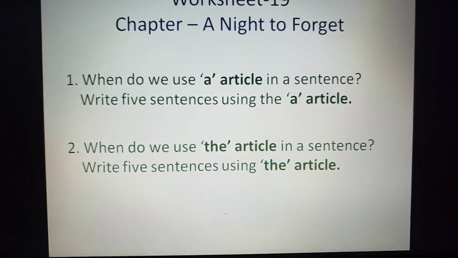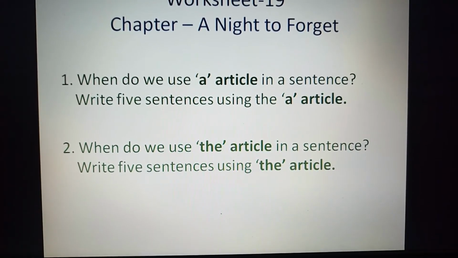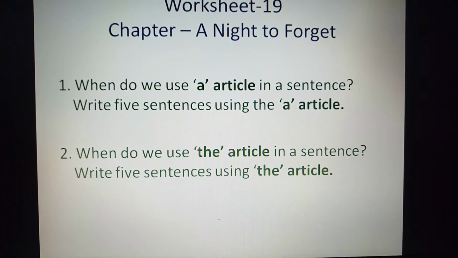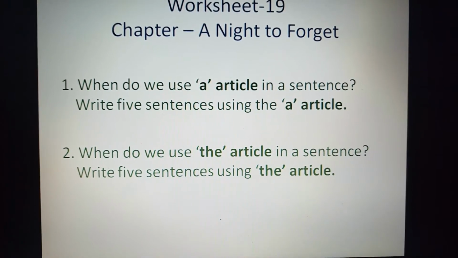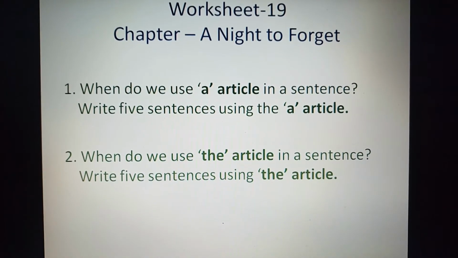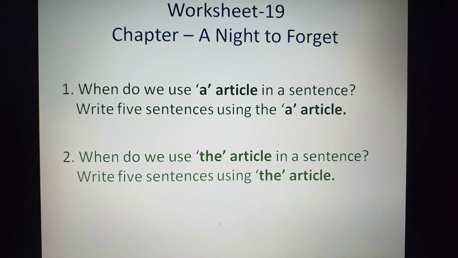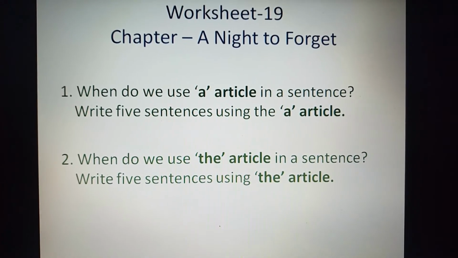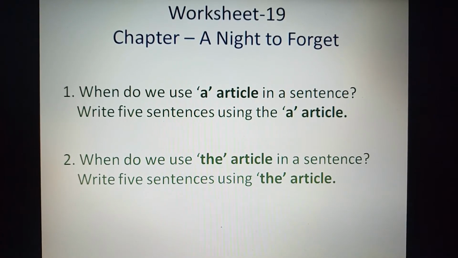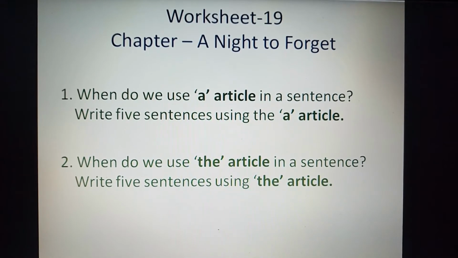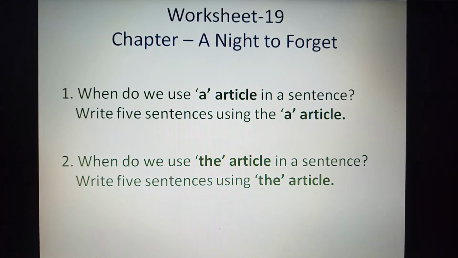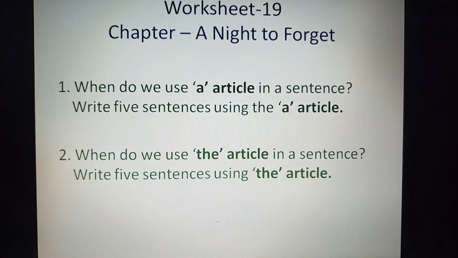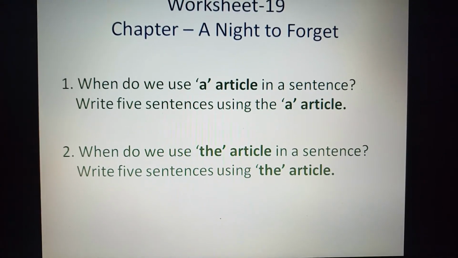Now, question number 2. When do we use the article the in a sentence? Definitely for specified things. For example, I ask you, where's the boy who annoys you a lot? Why did I use the boy? Because he's the specified guy who annoys you a lot, right? So we use the article the for specific things or people, and the article a for unspecified or general things. In the same way with the article the, write 5 different sentences.